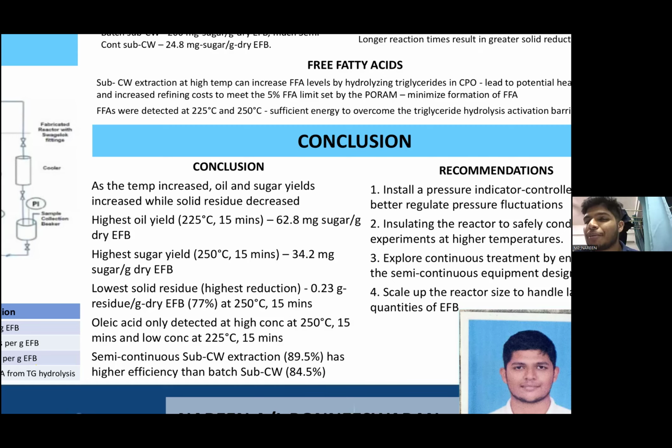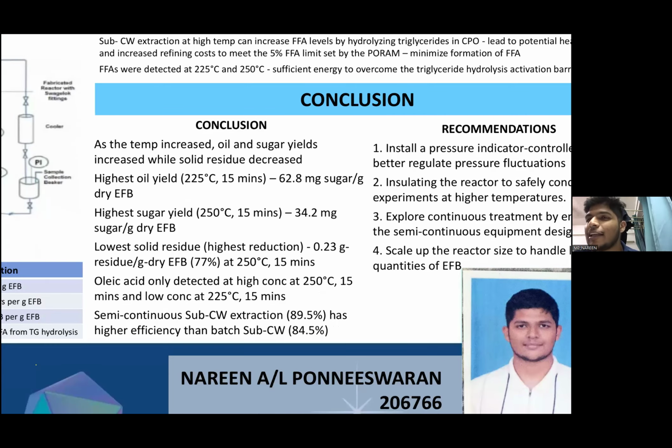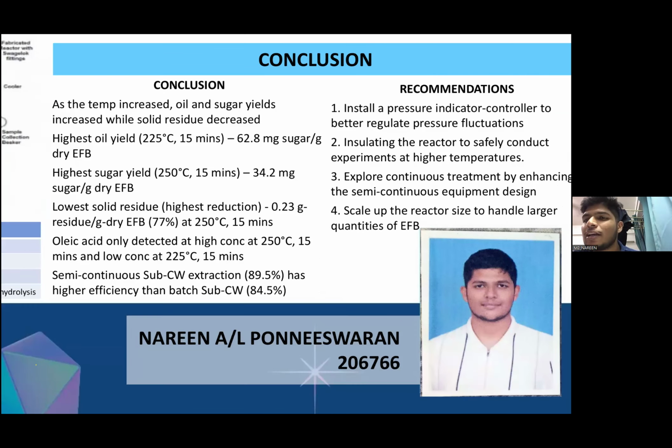Make the pressure fluctuations regulation better, and insulate the reactor, because currently the reactor is outside, so it sets a limit to the temperature. Explore the continuous treatment by enhancing the semi-continuous equipment design and scaling up the reactor size to handle larger quantities of EFB.